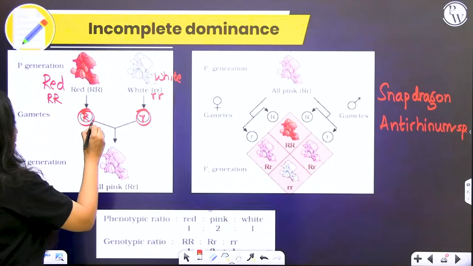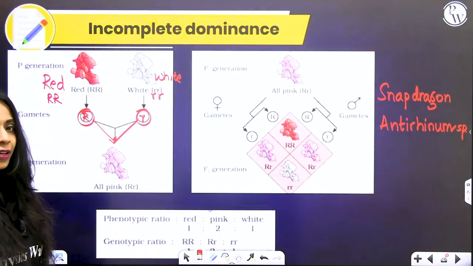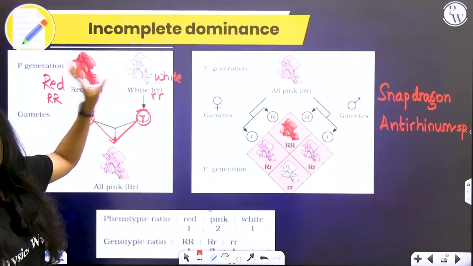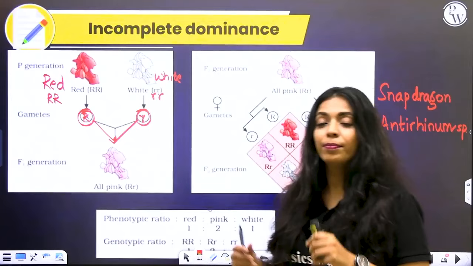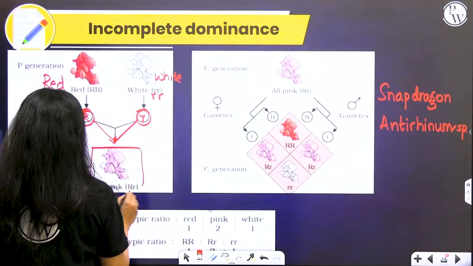Once this artificial hybridization was performed, they expected to obtain in the F1 generation either all red or all white, because that is what happens. One of those two will express. Whichever one is dominant, that will express. But to their surprise, they got something different. They got a whole new different phenotype, which was pink. Neither of the parents are pink. Where did this come from now?